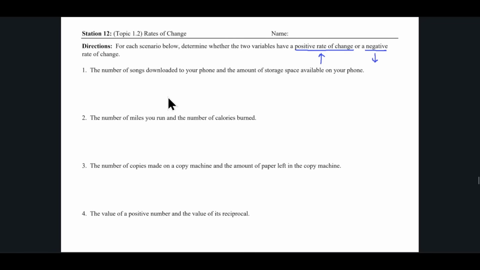So how are the X and Y variables linked? The number of songs downloaded to your phone and the amount of storage. The more songs you download, the less storage will be available. So one variable is increasing, the other is decreasing, which means the ROC here is negative because the function is decreasing in nature, something like this.